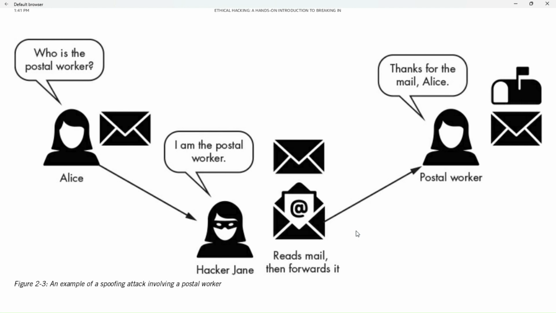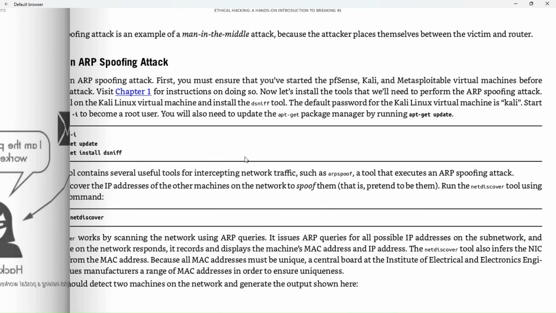Okay, who is the postal worker? Alice, right? So she's the victim. I am the postal worker, Jane, right? And so Jane reads the mail, then forwards it. She reads that mail and she's like, oh man, and then sends it on. Thanks for the mail, Alice. So she's basically a person in the middle, or man in the middle attack, right? Man in the middle, person in the middle, girl in the middle, who cares. This could work vice versa too, right? So this is what ARP spoofing is.